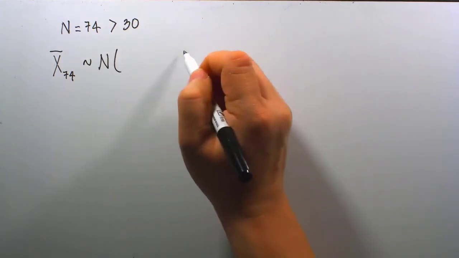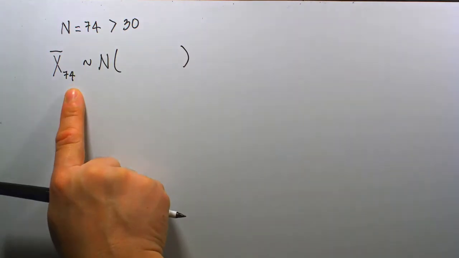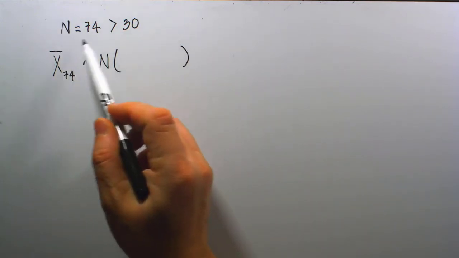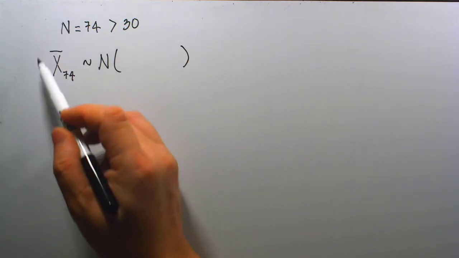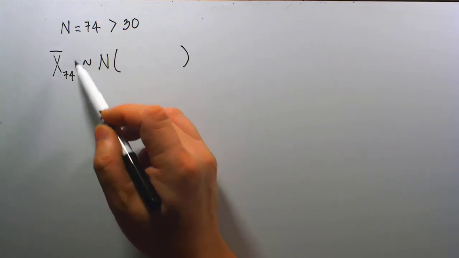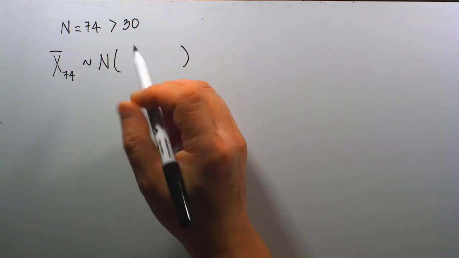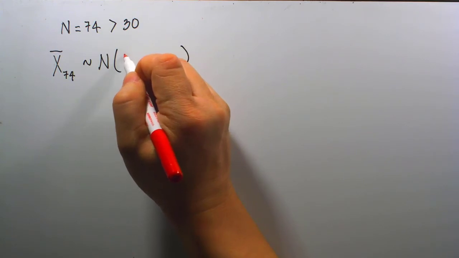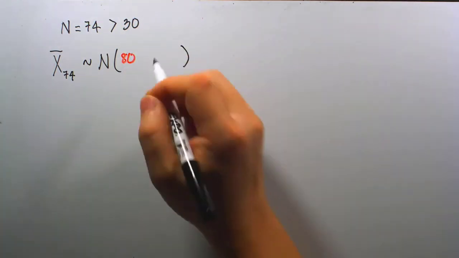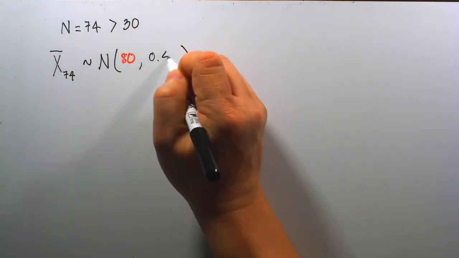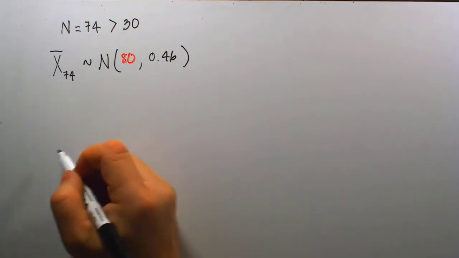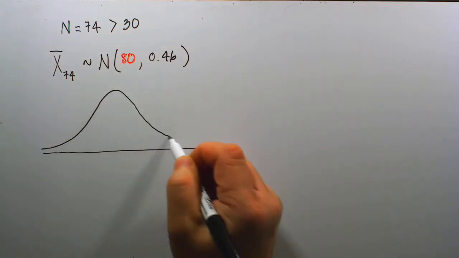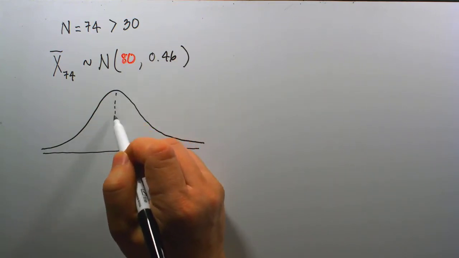And this observation came out from the conclusion stated in the central limit theorem, that as long as our sample size is above 30, then the sampling distribution of the mean values is going to be on a bell curve. And that bell curve now would have the following characteristics. It's going to have its center at 80, with the average spread being 0.46. And now we can imagine that we have a nice bell curve with a center at 80.